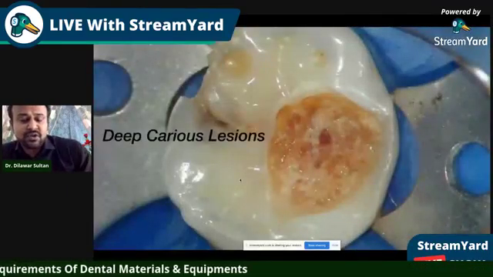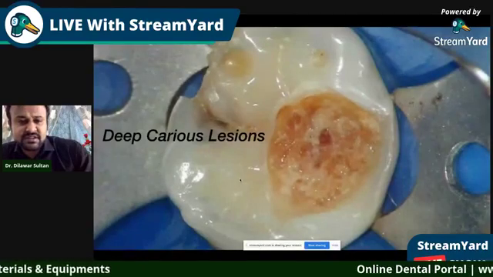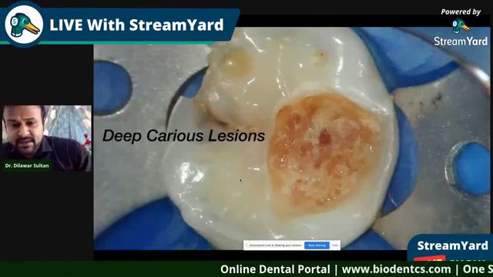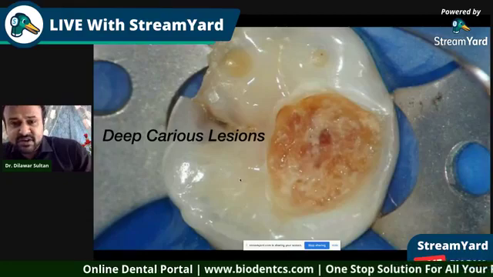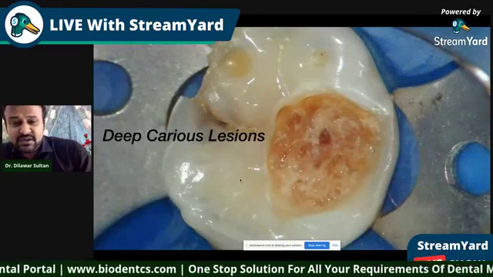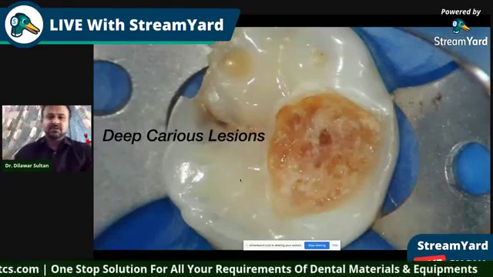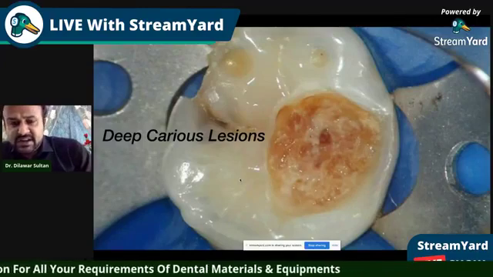So let's come to the causes. As you can see in this picture, there is a deep caries lesion, and the health status is definitely being compromised by the bacterial load in this cavity. So this is the cause. Definitely we're going to clean this cavity.